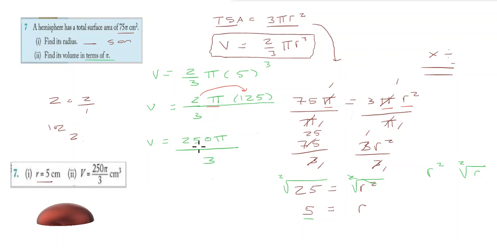So you could write this just the same as that example. You're finding its volume in terms of pi. So its volume in terms of pi is going to be volume equal to 250 pi over 3. So this here is your answer. That's the second one, that's how you work it out. Hopefully that makes sense. And yeah, that's how you do it.